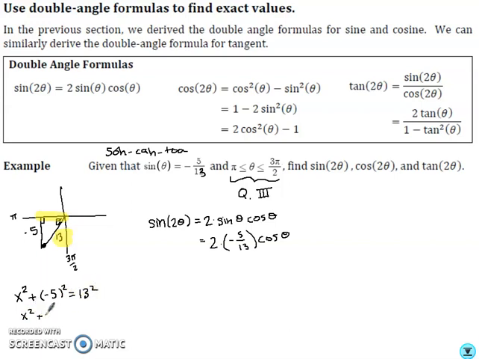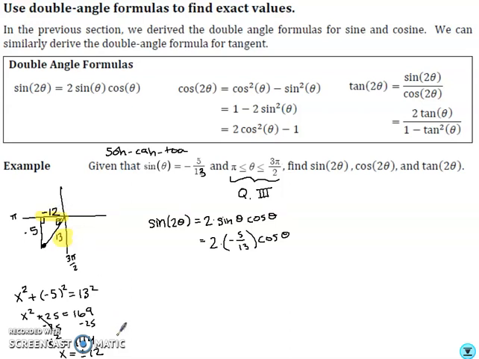So x squared plus 25 is equal to 169. And subtracting 25 from both sides, I then have x squared equaling 144, which means that x is going to be a positive or negative 12. Now, since we are talking about the third quadrant where x values are negative, this will be an x value that is a negative 12.